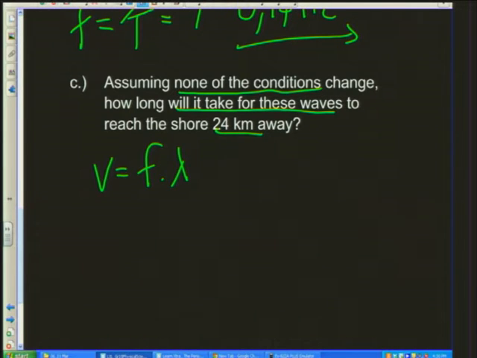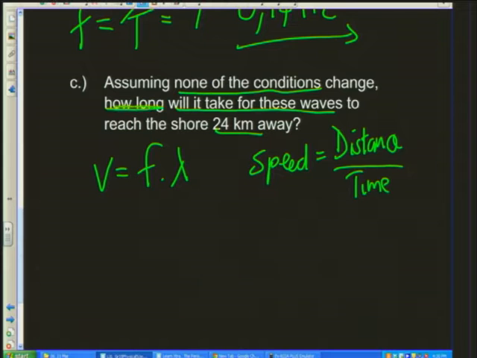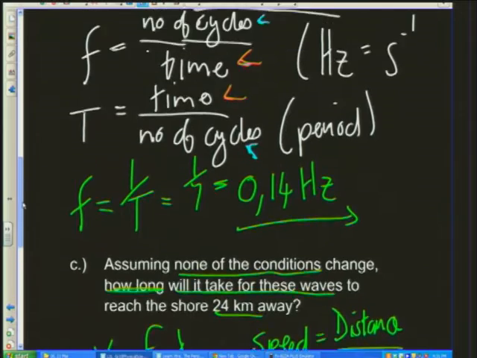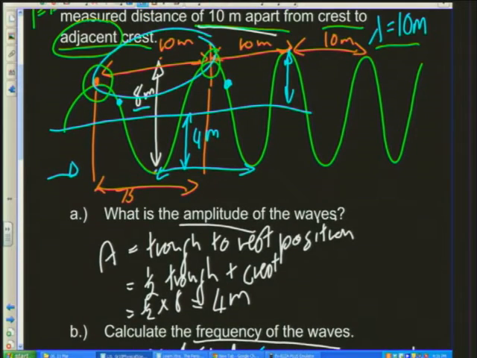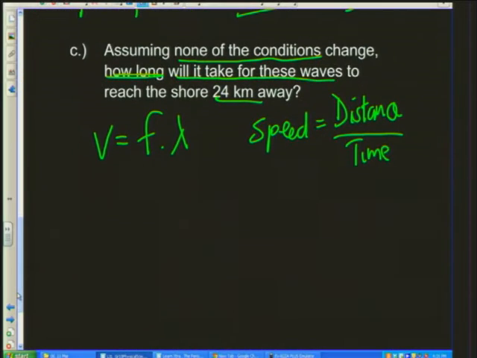So let's get the velocity or the speed of the wave, because we know that speed is equal to distance over time. And we want to know how long. So we want to get time, and we can substitute. So let's see, we've got frequency over there. Remember what I told you, this was wavelength, so I've got that. It's in meters, it's in SI units, and so I'm going to substitute. We've got 0.14 times 10 meters, which is going to give me a velocity of 1.4 meters per second.